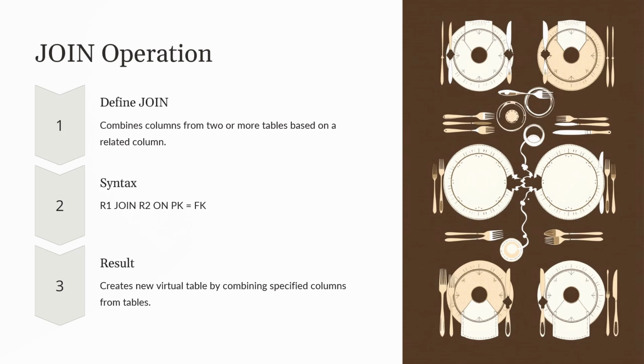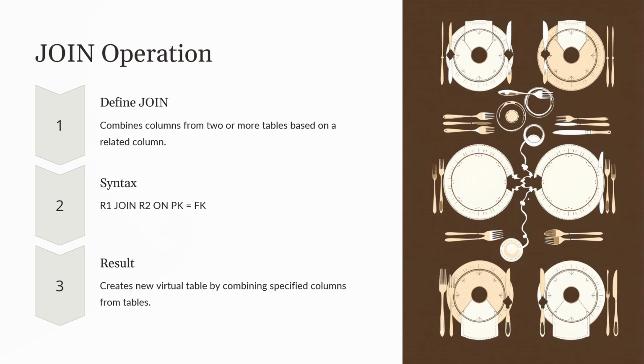The syntax would be like this: join connects tables using T1 join T2 on primary key equals foreign key. This will create a new virtual table by merging columns from a related table.